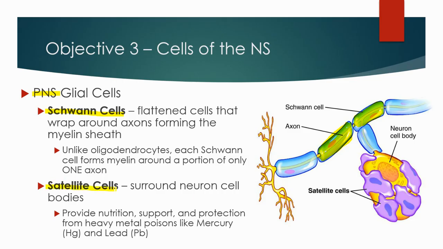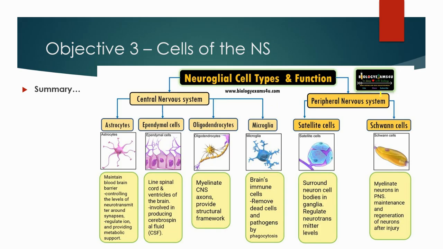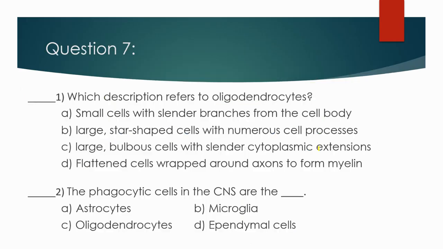And then we also have satellite cells, and they're called satellites because they're all around, like a satellite would be. They're just hanging out around the cell body. And what they're going to do is provide nutrition, and they're also going to protect from some poisons. They're just going to be support cells for those peripheral nervous system neurons. And so here's just a general summary of all of your neuroglial cells. You have 4 in the central nervous system and 2 in the peripheral nervous system. And so this will be a great summary page to study.